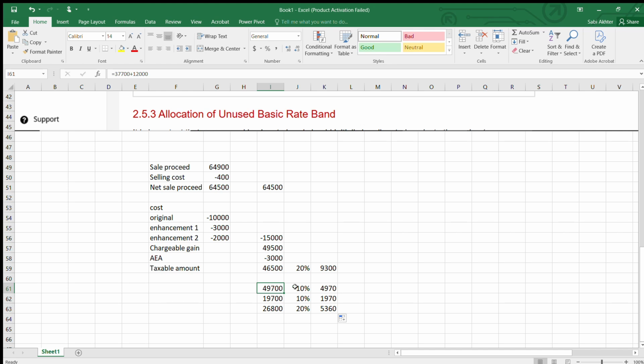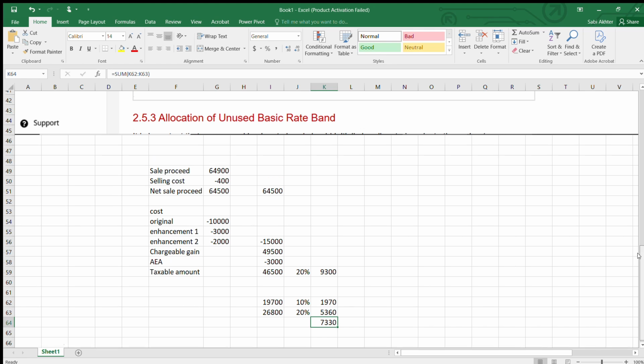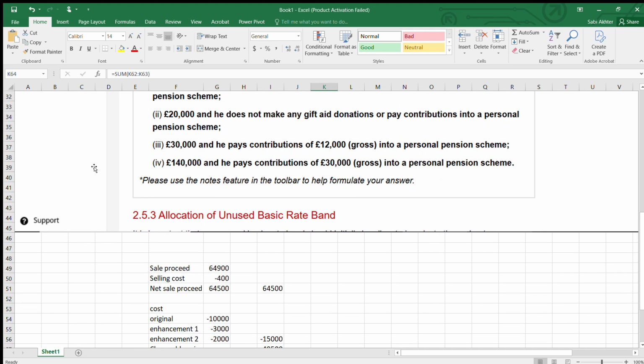Remember, this 49,700 is your new basic rate band. This one was 19,700. Just to find this 19,700, we found the basic rate band, and then the taxable amount minus the new basic rate band left. So 7,330. Next, 140 and 30,000.